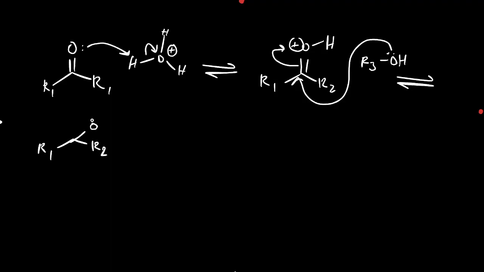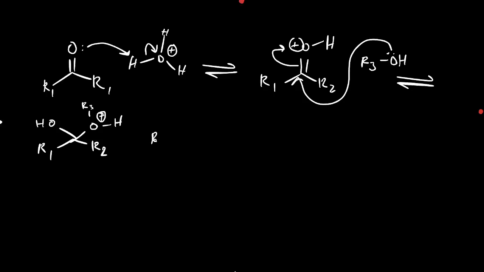Maybe we have an O, an R3, an H. This is going to have a plus charge, and we'll still have the OH here. So what we'll have to do now is deprotonate. We're going to have to deprotonate and get rid of this hydrogen. So how do we do that?